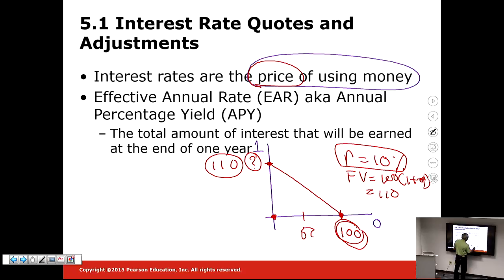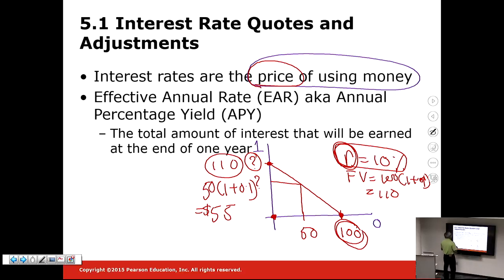Let's say I consume $50 today. Question is, how much will I have left over to consume tomorrow? I will not have 50 left over, but I will actually have 50 times 1.1, which would be $55 left over tomorrow. So it is this interest rate that is determining the rate at which I am exchanging today's consumption for tomorrow's consumption.